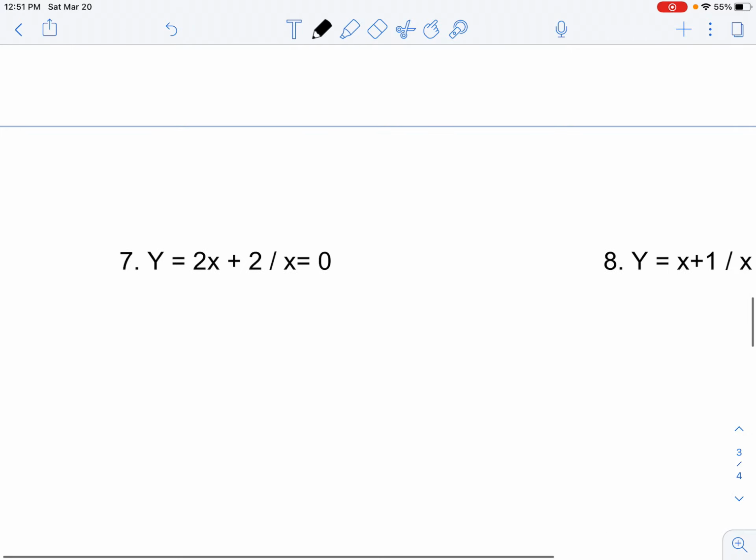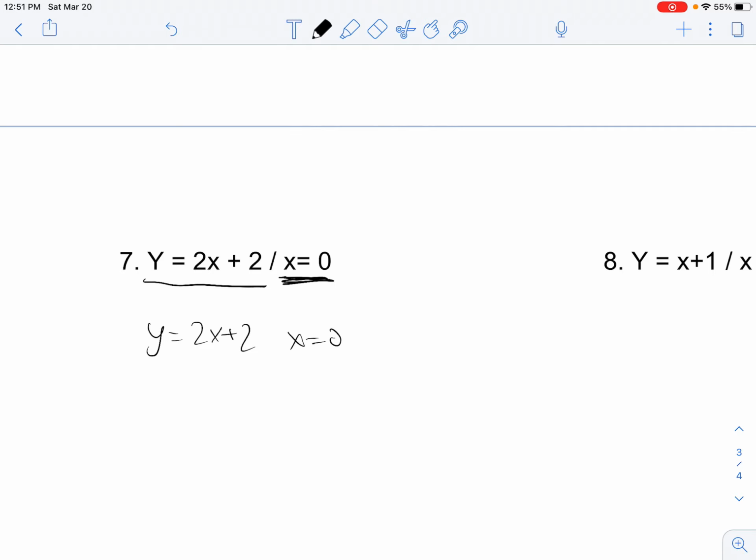Moving on. You have y is equal to 2x plus 2, and you can see that x is defined as 0. So what we have to do is substitute the x value by 0, which is what it's equal to. So that would equal 0 plus 2, which means y is just equal to 2.